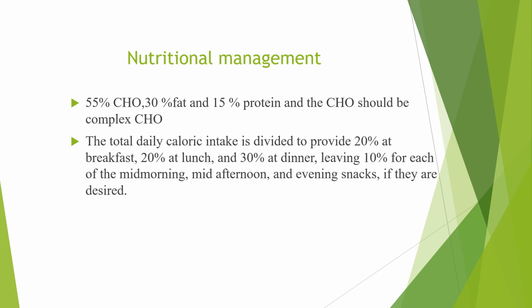When we look at nutritional management, the nutritional content for a child with diabetes should include carbohydrate 55%, fat 30%, and protein 15%. And the carbohydrate should be complex carbohydrate. The total daily calorie intake is divided to provide 20% at breakfast, 20% at lunch, and 30% at dinner, leaving 10% for each of the mid-morning, mid-afternoon, and evening snacks if they are desired.